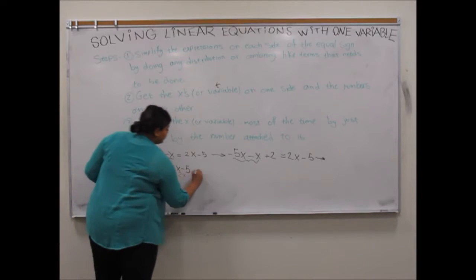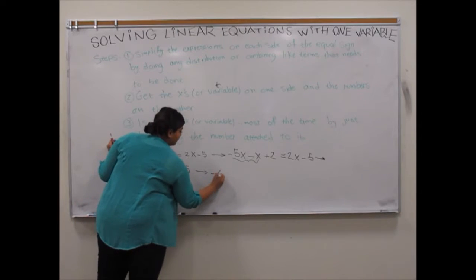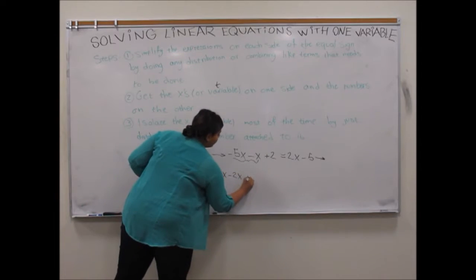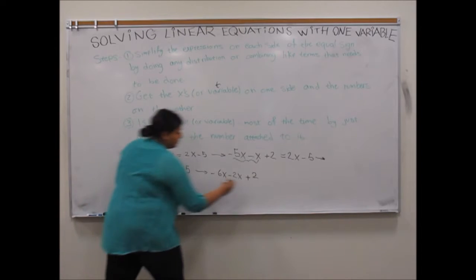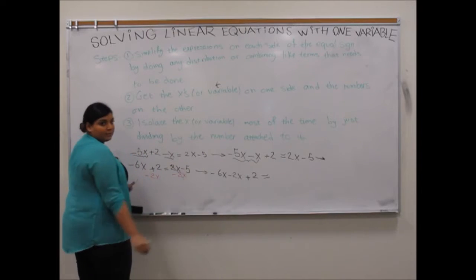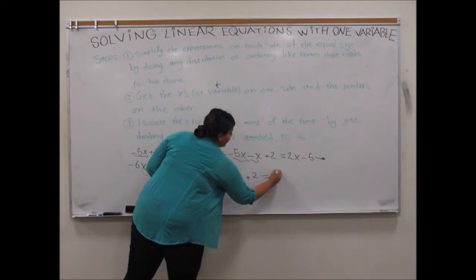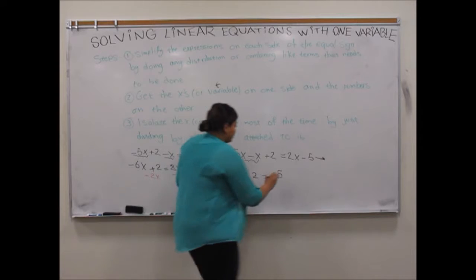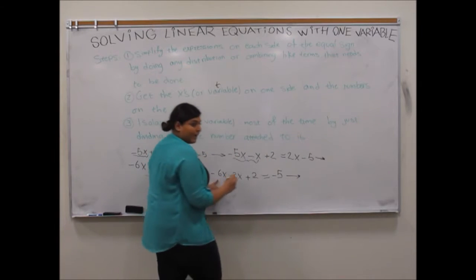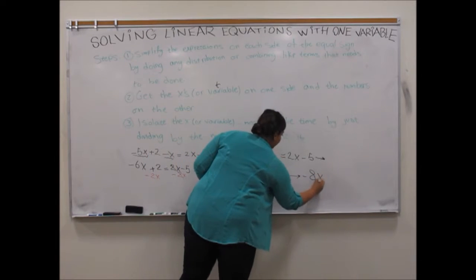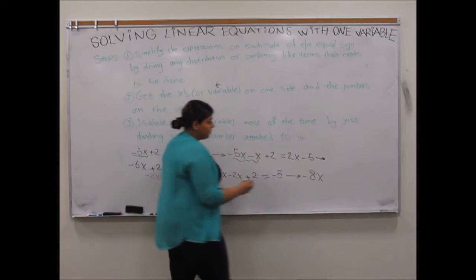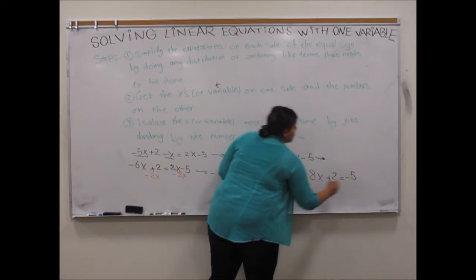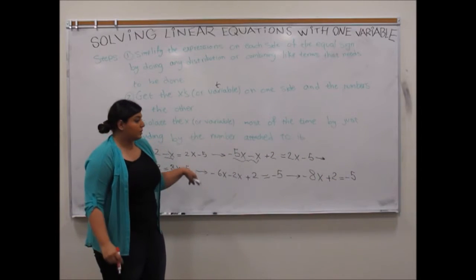So it's going to be negative 6x minus 2x plus 2 equals, these will cancel each other out, so I just have negative 5 left. So, negative 6x minus 2x is negative 8x plus 2 equals negative 5. So now I want to have all the numbers to the right side.